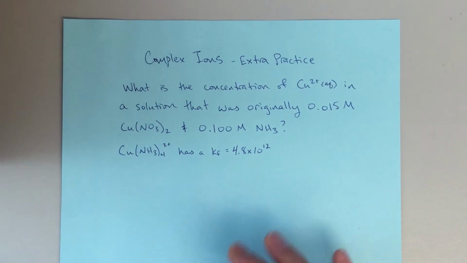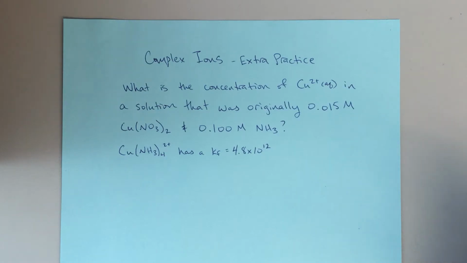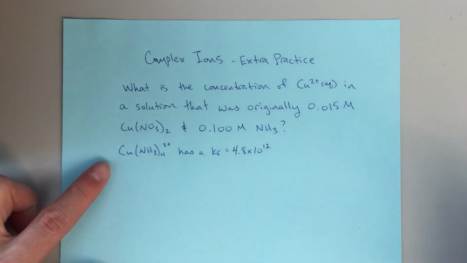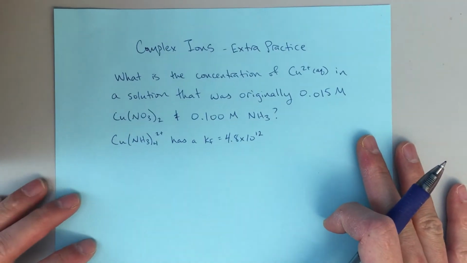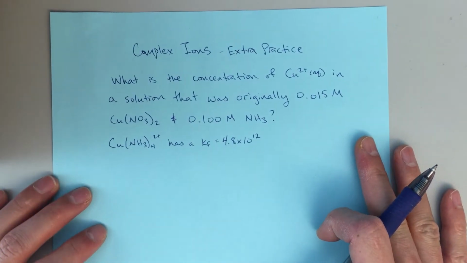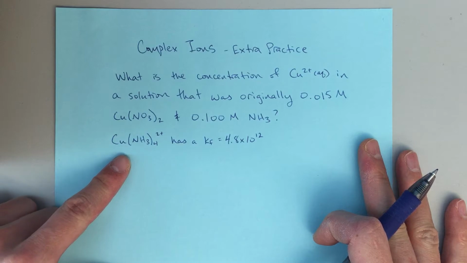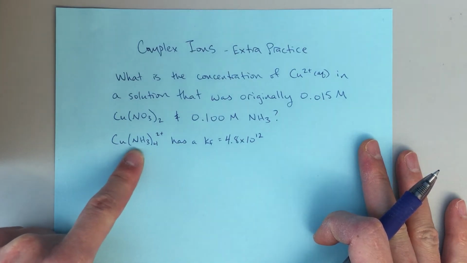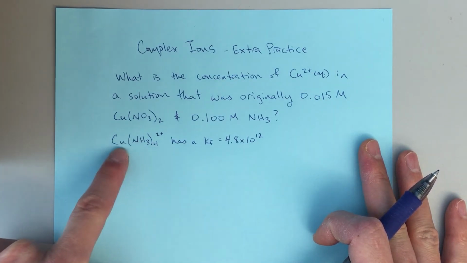Alright guys, so here is the explanation for the extra practice for the complex ions and stability slide. The question here: what is the concentration of copper 2+ in a solution that was originally 0.015 molar copper nitrate and 0.1 molar NH3? The other information that's given is the Kf value for the copper NH3 complex. So this is going to be my complex ion.